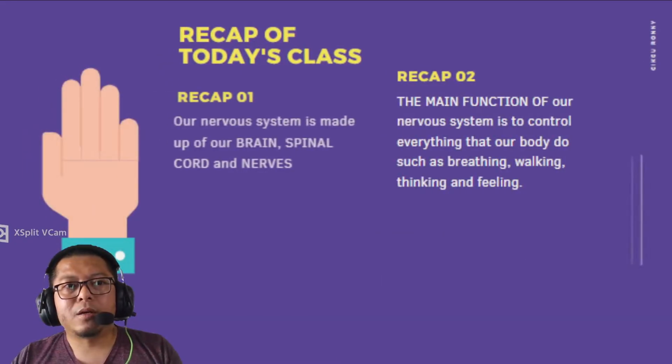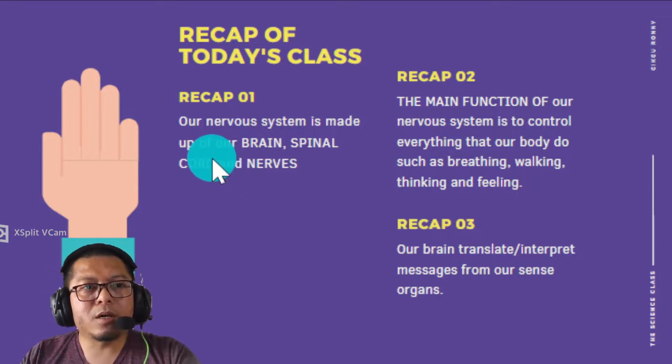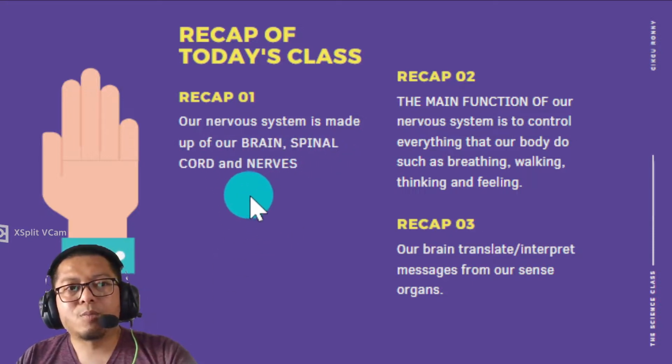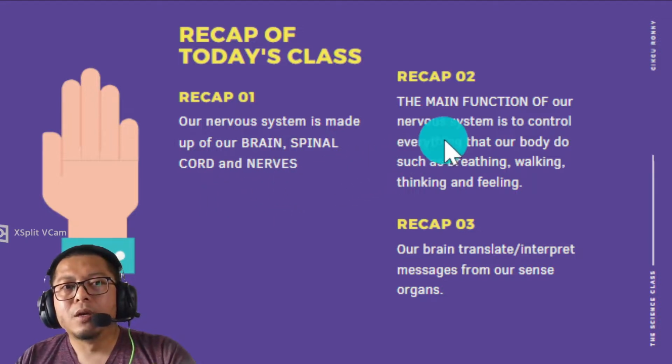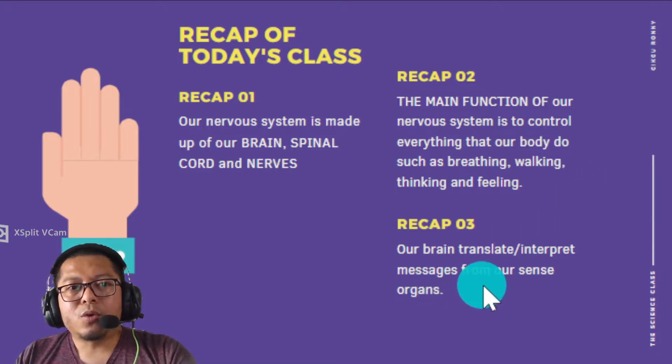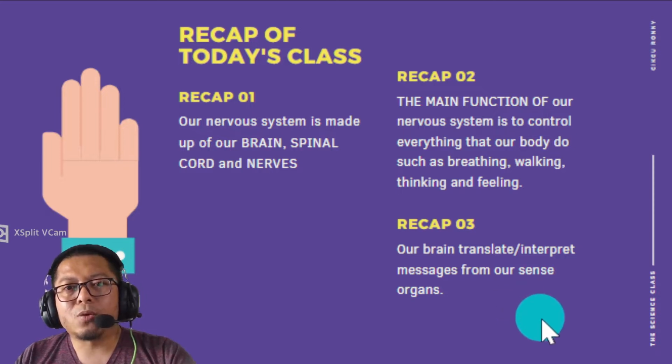And then let's recap today's lesson. Our nervous system is made up of our brain, spinal cord, and nerves. The main function of our nervous system is to control everything that our body does, such as breathing, walking, thinking, and feeling. So the brain controls. Our brain translates or interprets messages from our sense organs. So these are the three things that you have learned today.